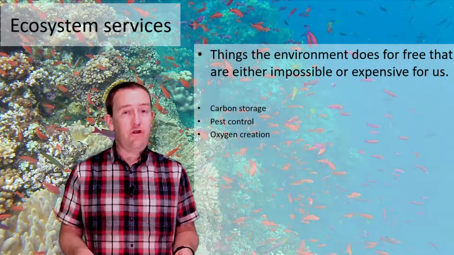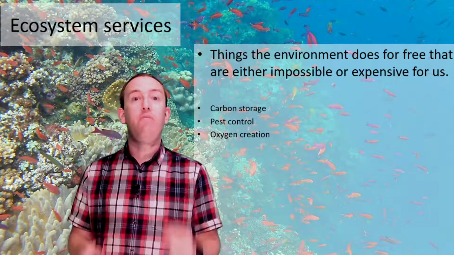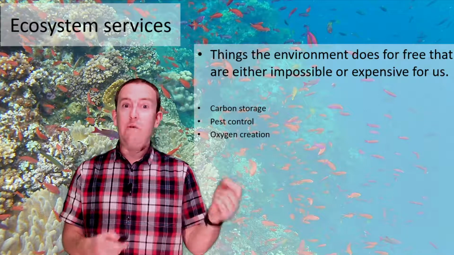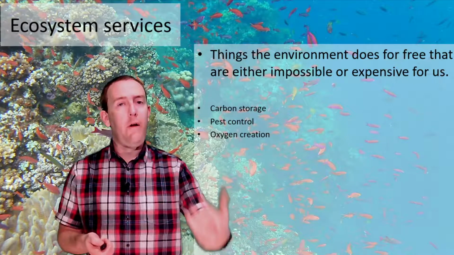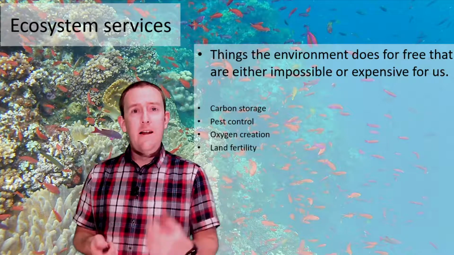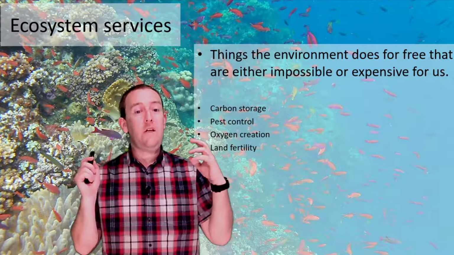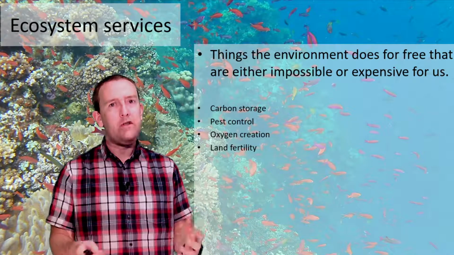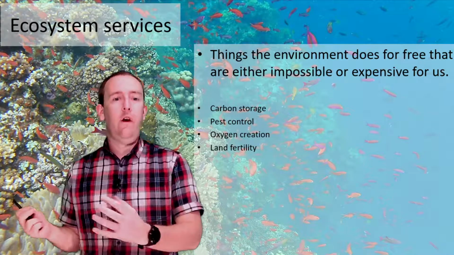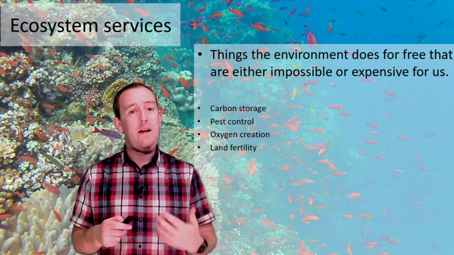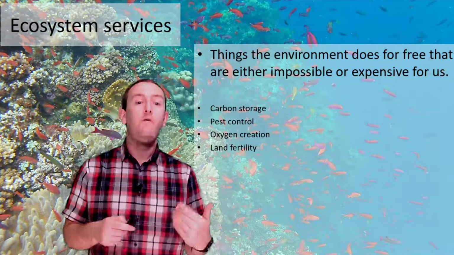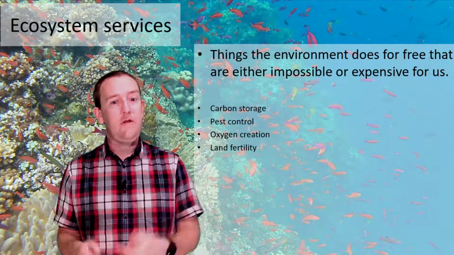Oxygen creation. The very air that we breathe is not something we can replace artificially, industrially, so and so forth. Trees do it for free, plants do it for free, algae does it for free. Land fertility. If we have to use things like the Haber process and chemical processes to make our lands fertile, then obviously that is a huge cost and it degrades the quality of the land. Nature will make our land fertile for free if we work with it, not against it.